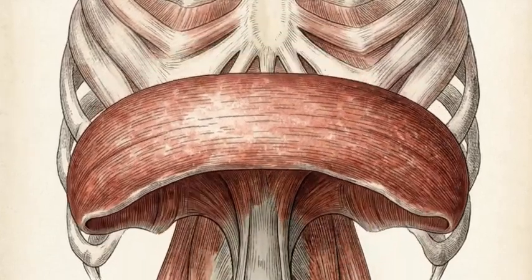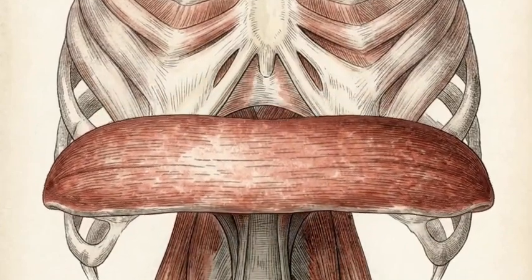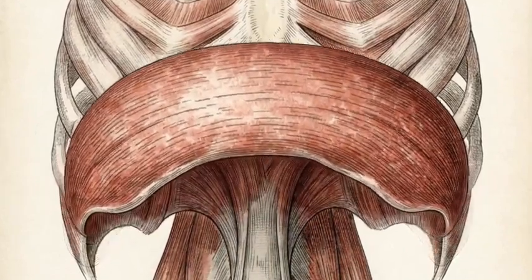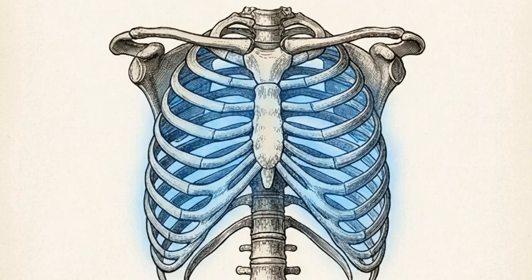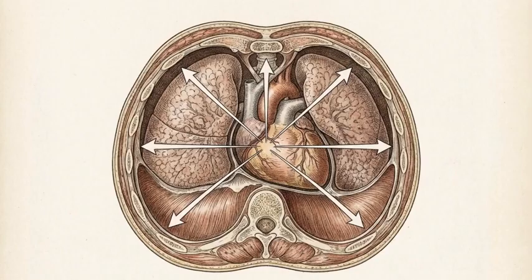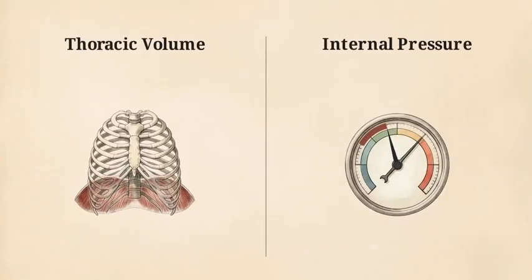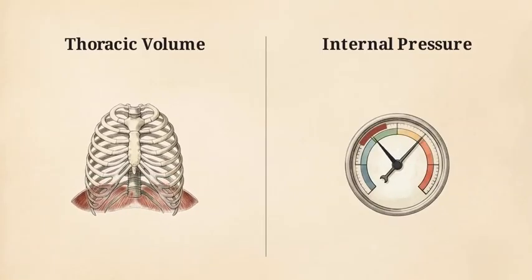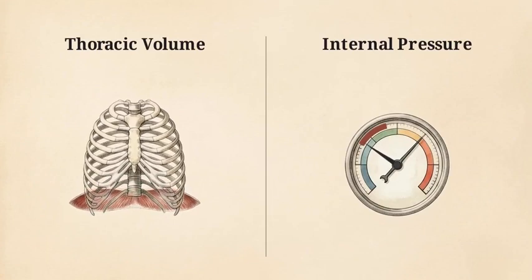It flattens downward, pushing against the abdominal cavity to create more vertical space. At the same moment, your external intercostal muscles lift the ribcage. This combined effort expands the chest in every direction at once. As the volume reaches its peak, the pressure inside your lungs falls below the pressure of the air around you, creating a powerful internal vacuum.